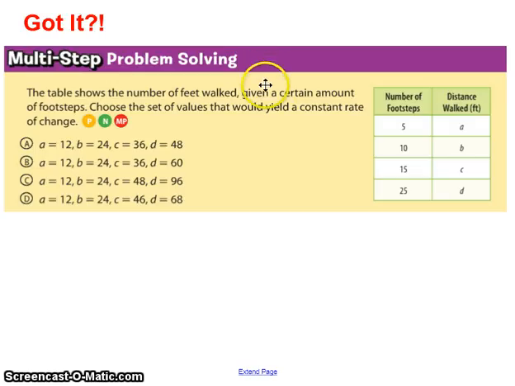Okay, the next got it. It says the table shows the number of feet walked given a certain amount of footsteps. Choose the set of values that would yield a constant rate of change. So you're going to have to take each one of these values and plug them in here and see if it gives you a constant rate of change. Is it changing at the same pace? But remember, if you look right here, it skips over 20. So make sure that you have the actual value for 25. And then you'll have to answer this one on your own.